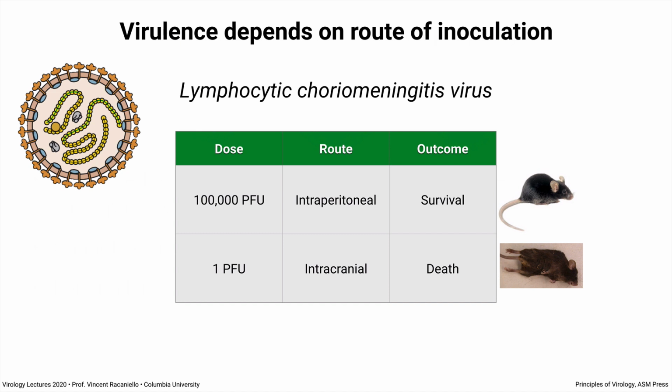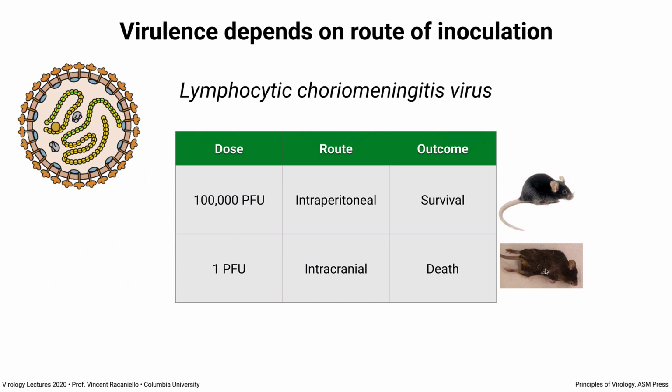Virulence depends on the route of inoculation. Here is a virus that infects animals, is used as a model for infection in the laboratory. Lymphocytic choriomeningitis virus, an enveloped arenavirus. Here we are putting 100,000 PFUs intraperitoneally into a mouse. They all survive. No problem. We put one PFU intracranially, all the mice die. The simple change of the inoculation route makes a huge amount of difference.